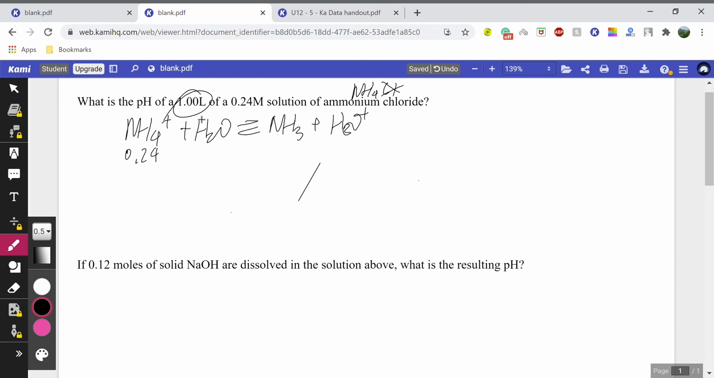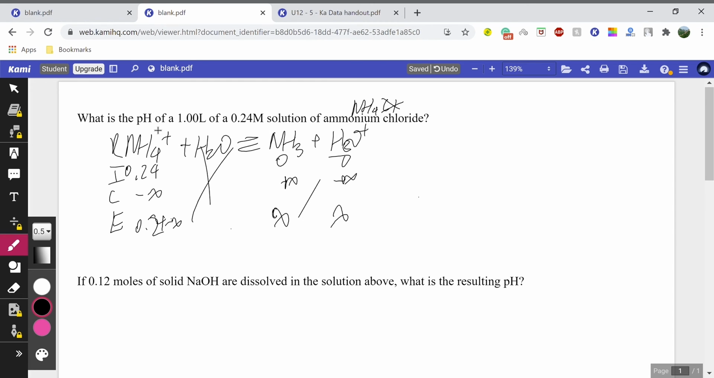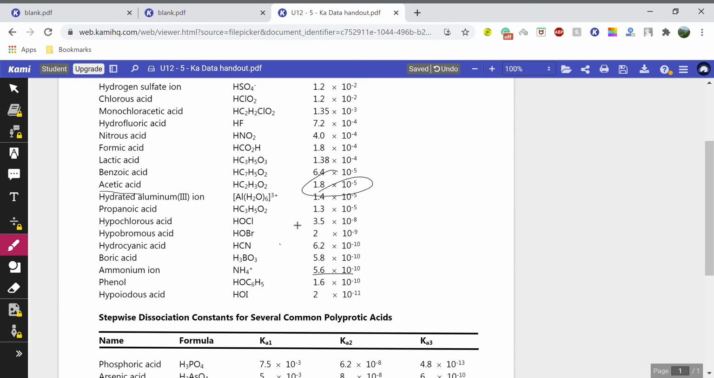Unfortunately, we're dealing with 1 liter again, so moles and molar can be easily converted. And to find pH, we're going to be using the RICE chart. So let's cross this out. This is going to be 0, 0, minus x, 0.24 minus x. This would be plus x, this would be plus x, this would be x over here and x over here. Now what is the Ka for NH4? Ka for NH4 is 5.6 times 10 to the negative 10th.